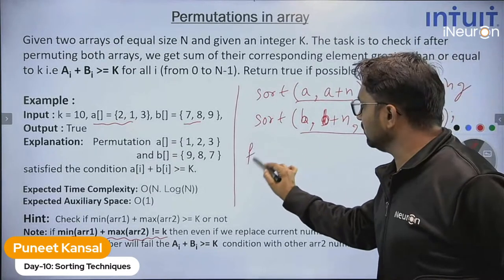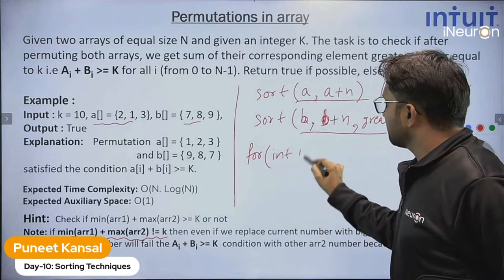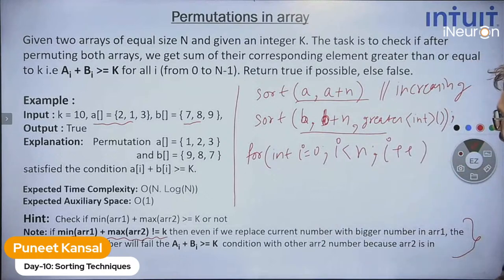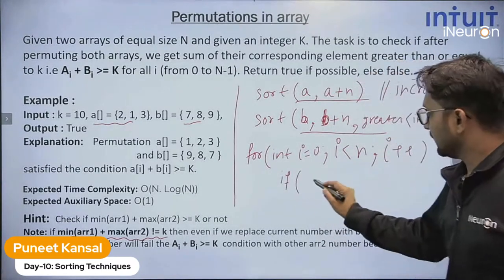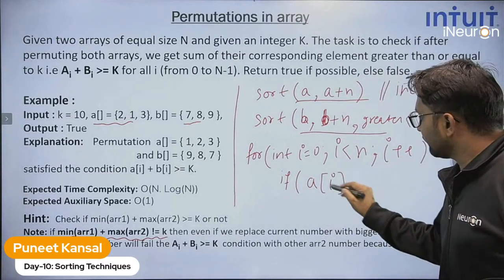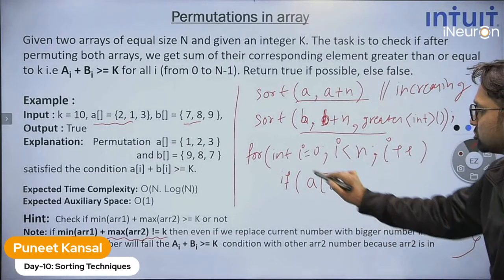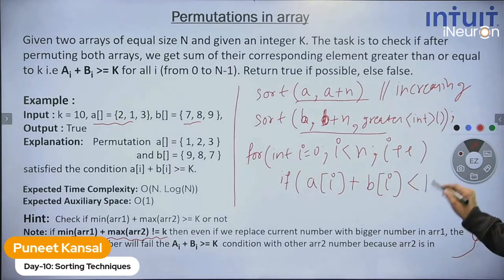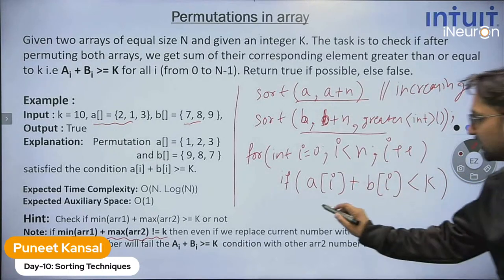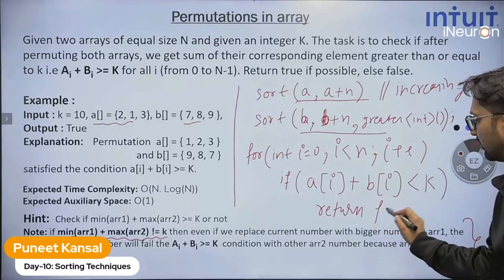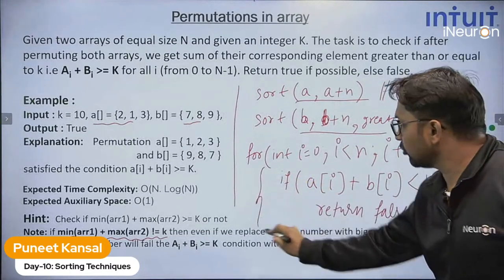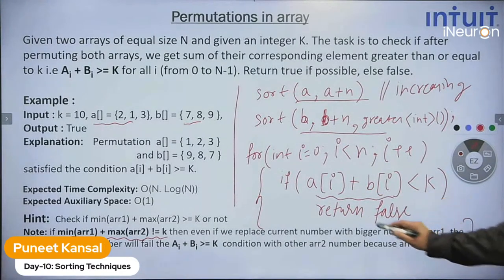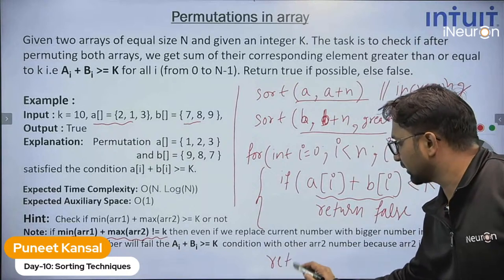After that, we can set a loop going through all the elements. At every index, we check the element at the zeroth position in the first array plus the element at the zeroth position in the second array. If this sum is less than k, we will return false. And after coming out of this loop, if we don't find anything, meaning everywhere the sum is greater than k, then we will not return false. After coming out of this loop, we can return true. That's it.